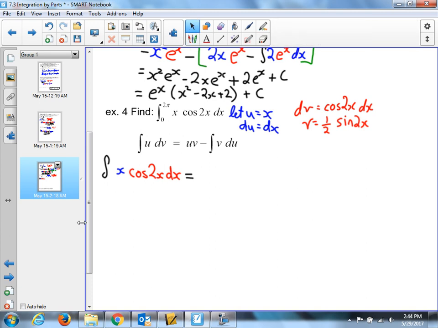And I've forgotten 0 to 2 pi. Now, quick note. This is not truly substitution, so I'm still involving x's. So my 0 and 2 pi stay as 0 and 2 pi, right? It's not substitution like that, okay?